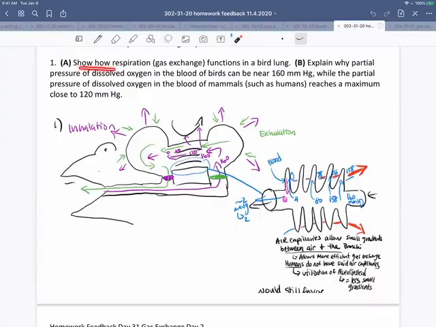The first question was to show how respiration functions in a bird lung and explain why the partial pressure of dissolved oxygen can be near 160 millimeters of mercury, close to the amount in the atmosphere, while the partial pressure in the blood of mammals only gets up to about 120 at most and usually isn't even that high.